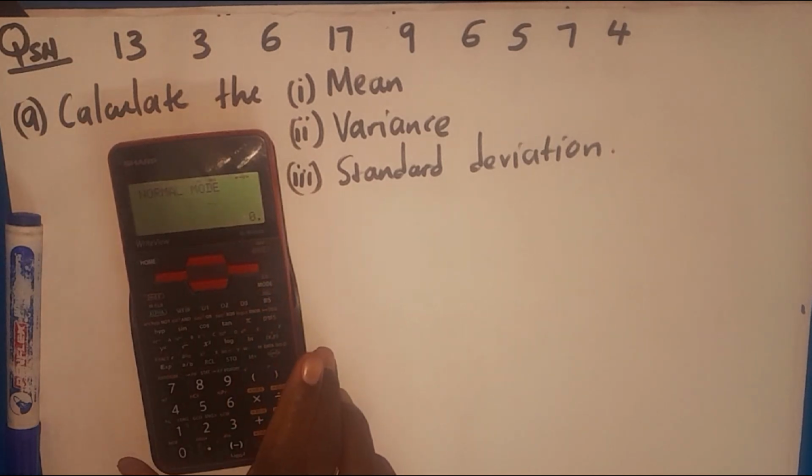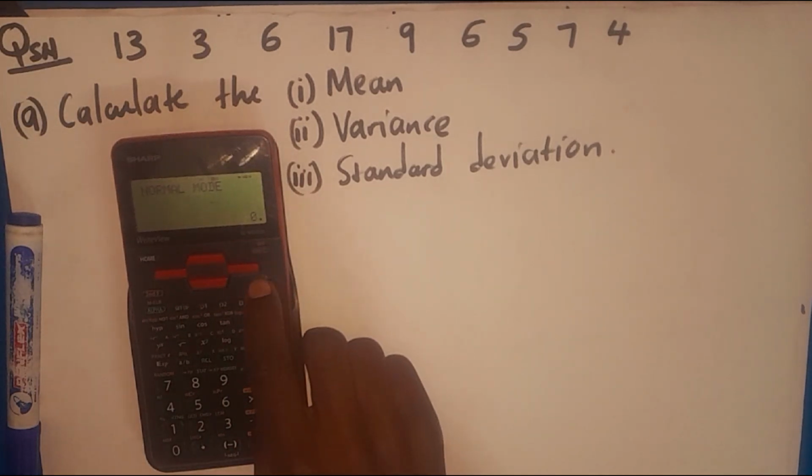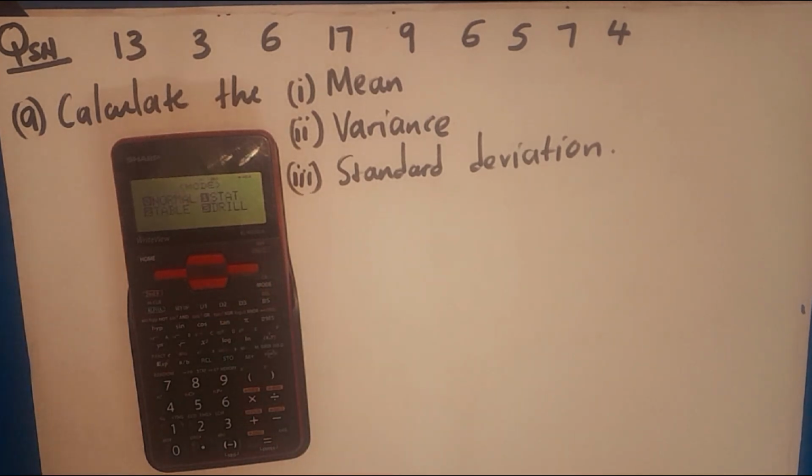With the WriteView calculator, I'm going to start by pressing mode to set my calculator into statistic mode. After pressing mode, you can see it's showing normal mode 0, and if I press 1, that's the statistic mode. Then I press 0 for SD, and it's showing X here. Now I'm going to feed my ungrouped data into the calculator.